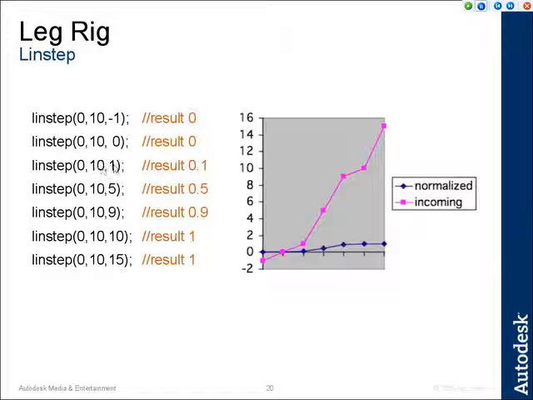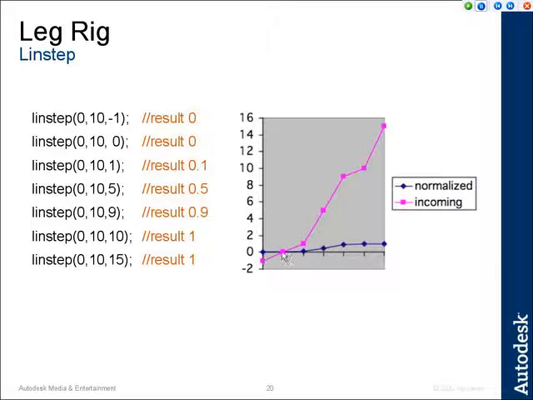With the clamp, this would return a value of 1. But with lin step, it does the same thing as clamp, except it normalizes that answer between 0 and 1. So our result would be 0.1. If our incoming value is 5, that's going to be halfway between 0 and 10. So our result will be 0.5 as opposed to 5. If we have a value of 9, that's going to be 9/10 of the way through, or 90%. So our result will be 0.9. If we give it a value of 10, the result is 1. If we give it a value of 15, the result is 1.